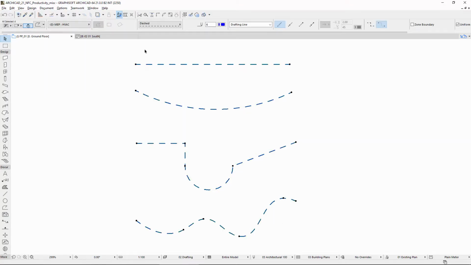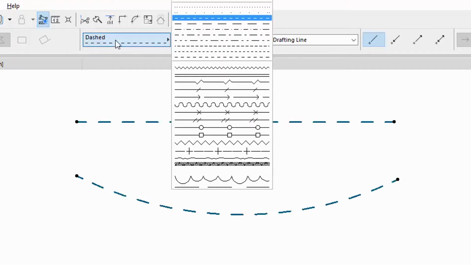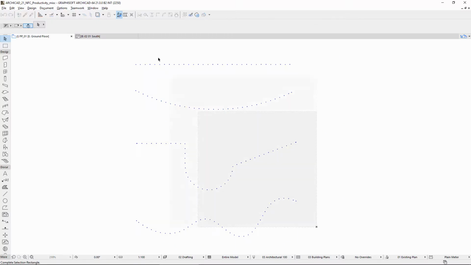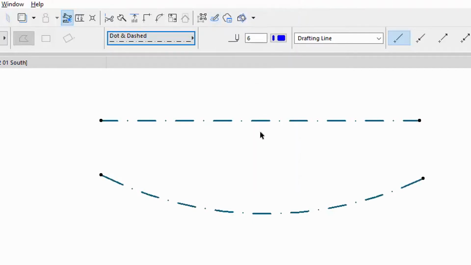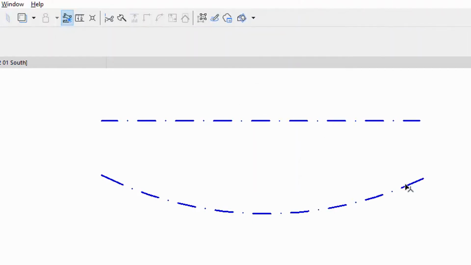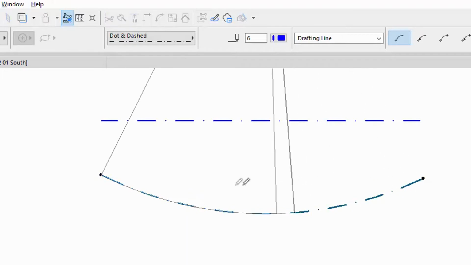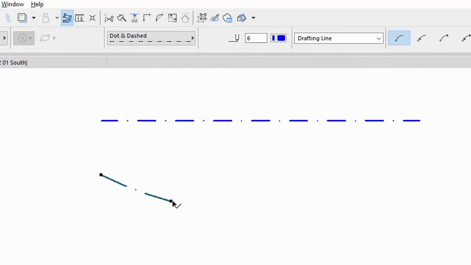Select the lines and change the line type to dense dotted. Now the element starts and ends with dots. Change the line types to dot and dashed now. The pattern distributions are symmetrical from the middle of the segment. The dash pattern never ends with the gap at the vertex.